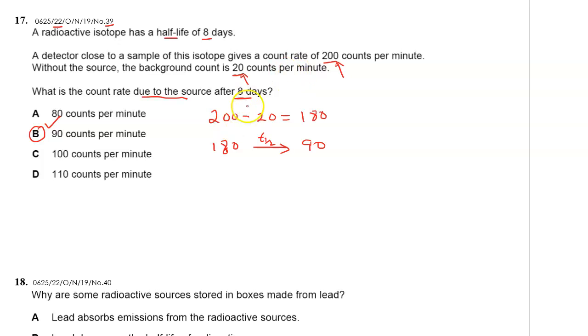after 8 days. If the question was, what is the reading of the meter, then after you get 90, you need to add 20. So it will be 110. But this time it is due to the source after 8 days. So you do not add the background radiation again. So it's basically 90.